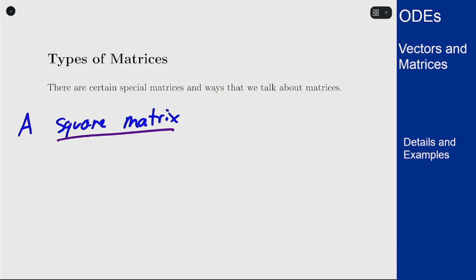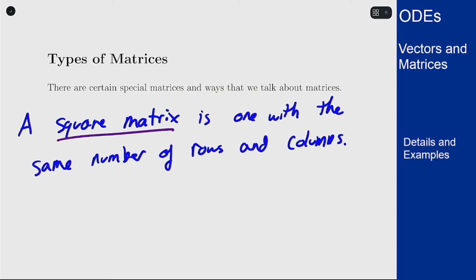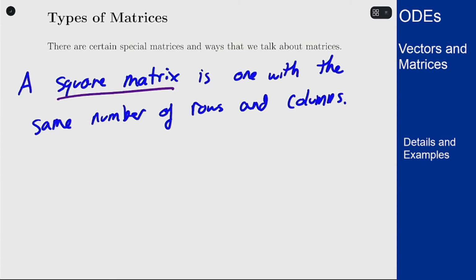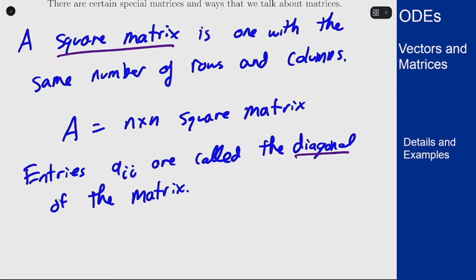And a square matrix, as you could probably guess, is one where there is the same number of rows and columns, because as a set of numbers, it's a square. So 2 by 2, 3 by 3, 10 by 10, these are all square matrices. If we let A be an n by n square matrix, the entries of the form A_ii, so row i and column i, are called the diagonal of this matrix. In terms of the actual array of numbers, these are numbers that go from the top left to the bottom right of the matrix along that main diagonal.